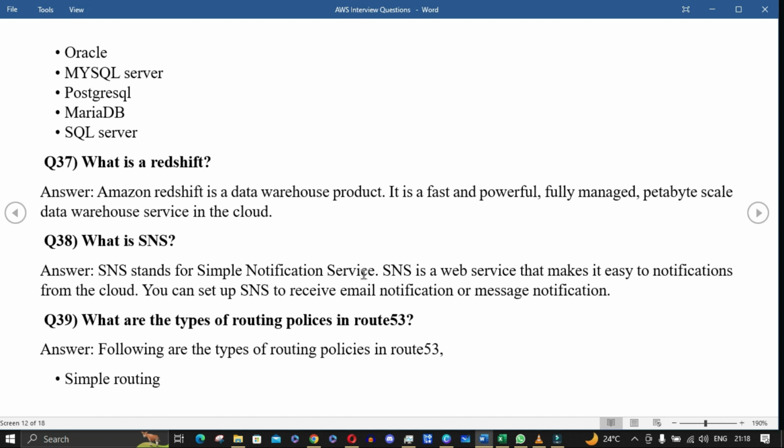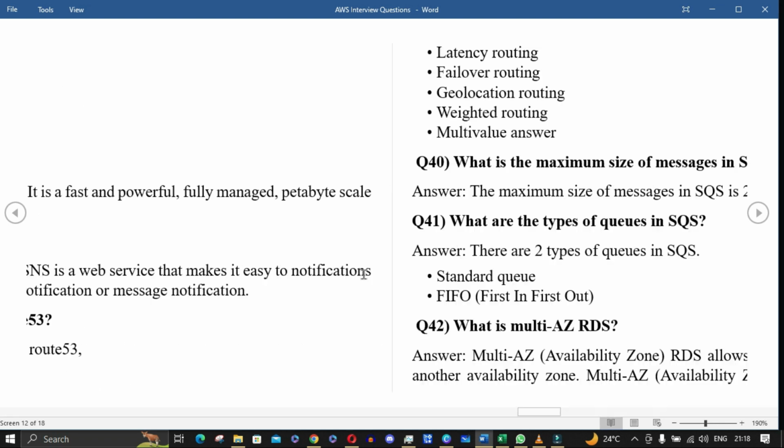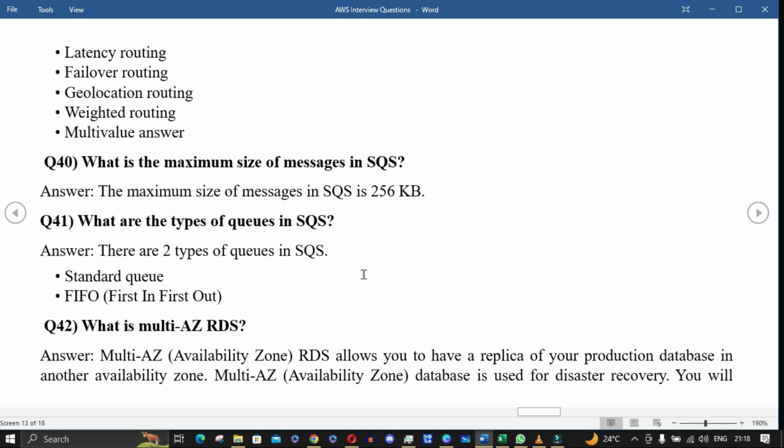What are the types of routing policies in Route 53? Following are the types of routing policies in Route 53: simple routing, latency routing, failover routing, geolocation routing, weighted routing, multi-value answer.